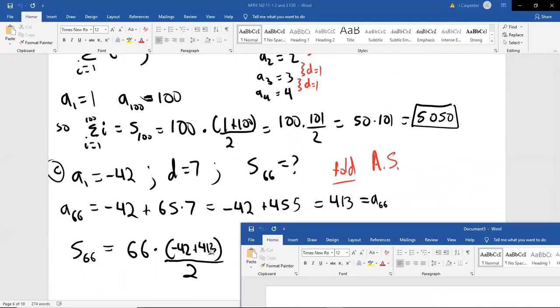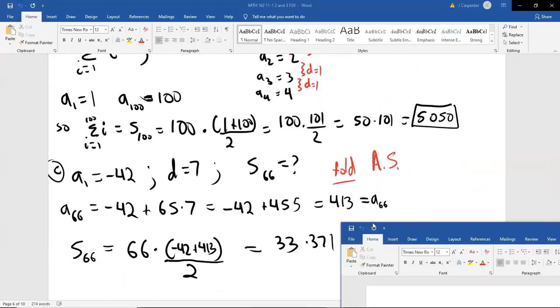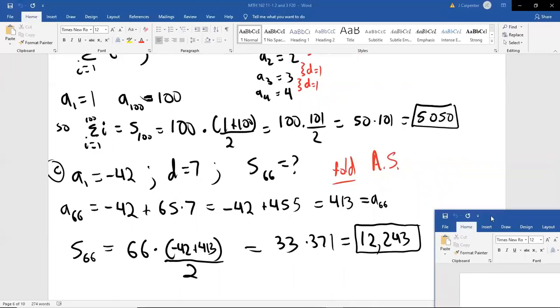So negative 42 plus 413 over 2. Negative 42 plus 413 is 371. I also did the 66 divided by 2, which is this 33. So I did 2 steps in one. I hope that doesn't throw you off. And the 2 goes into 66 33 times. Then this sum in the parentheses is the 371. And if you plug that in a calculator, which I remind you, you are allowed for this section, for this test, you get 12,243.